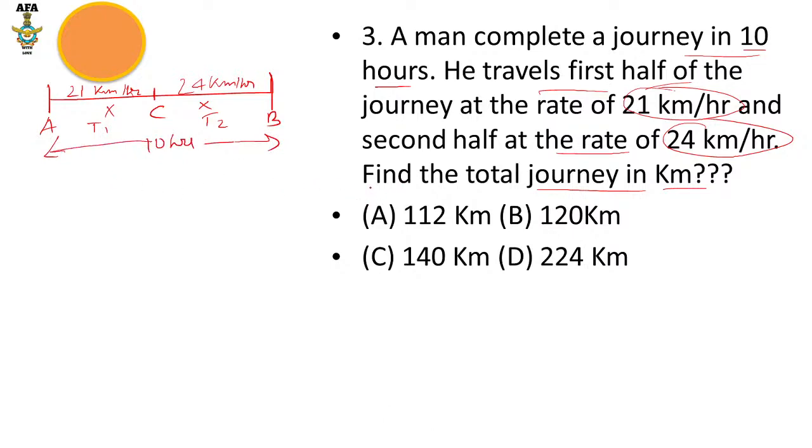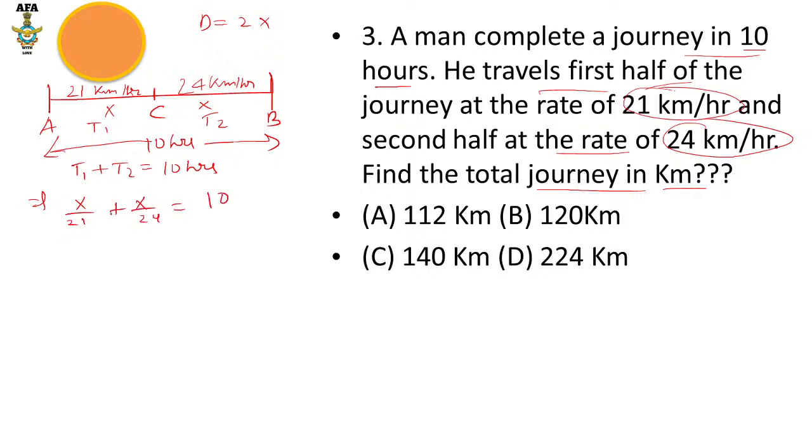Now we need to calculate what? Total journey in kilometer. So distance we need to calculate. So distance is x plus x, distance is 2x. So t1 plus t2 is equal to 10 hours, we know. So time equals what? Distance by speed. So x by 21 plus x by 24 is equal to 10.